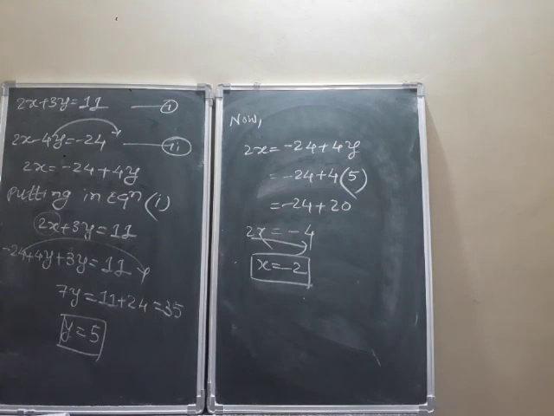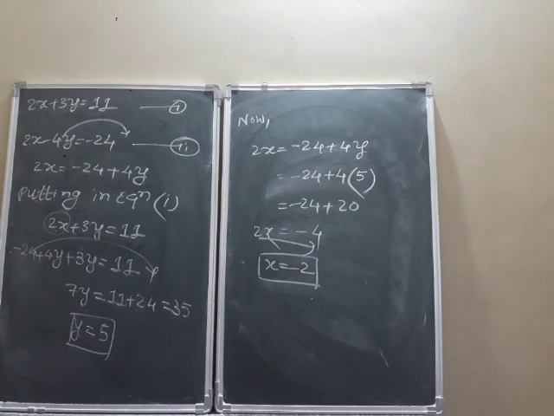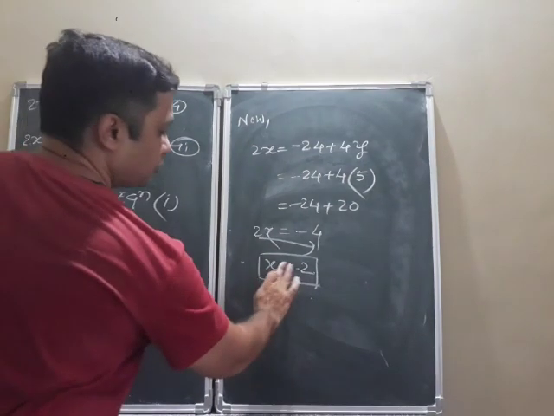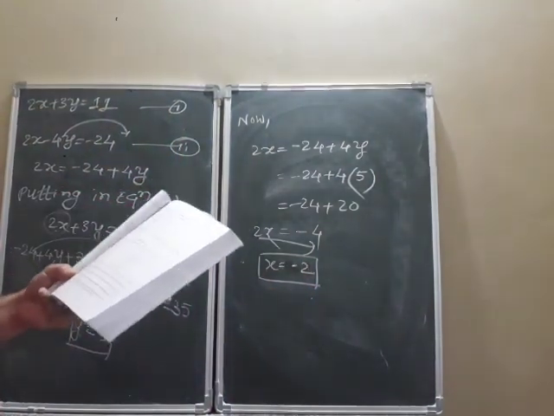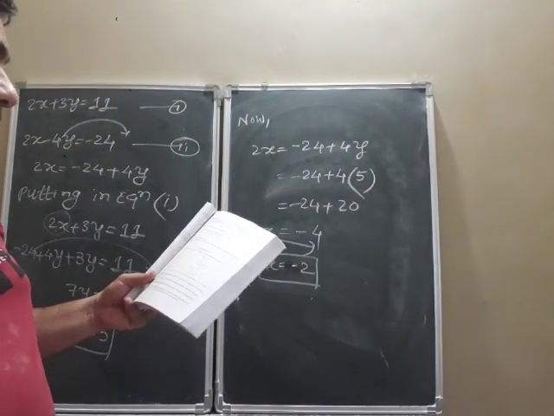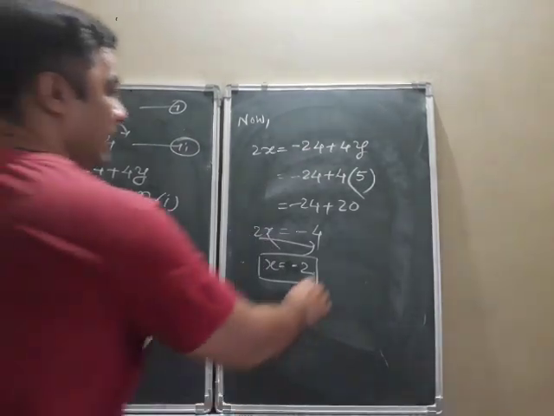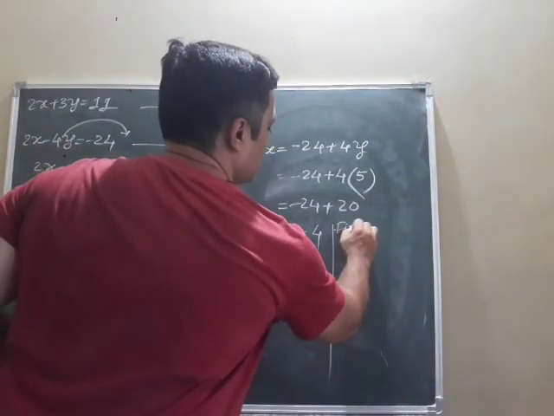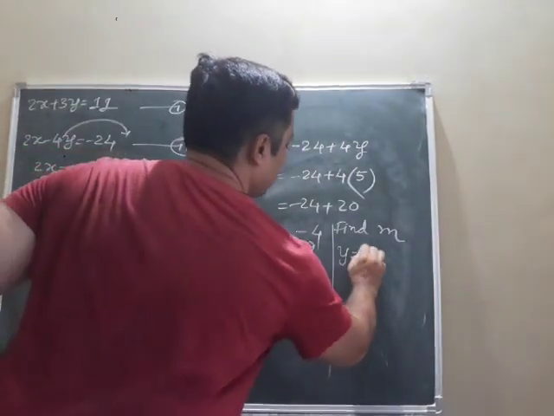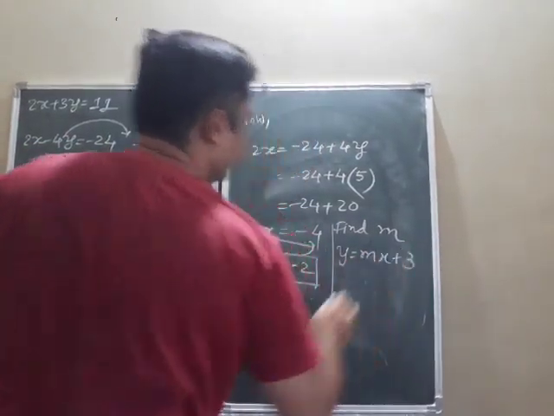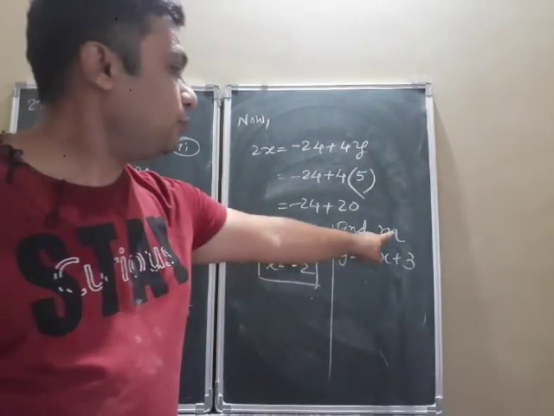Clear? Ready? So see, the solution is ready. Fine. Now see the other part. चलिए, ready? Now let me solve the other part. Now here, please read the data. आपको पूछा गया है कि find the value of m. Now we are required to find m. Equation is given: y is equal to mx plus 3. चलिए ready? So find out the value for m.